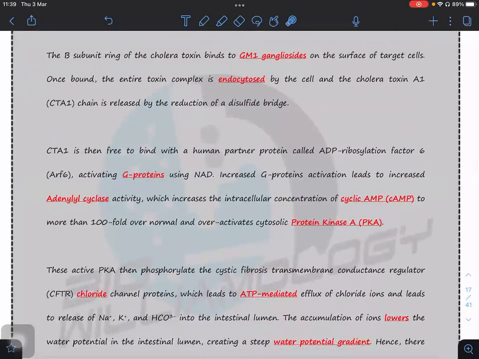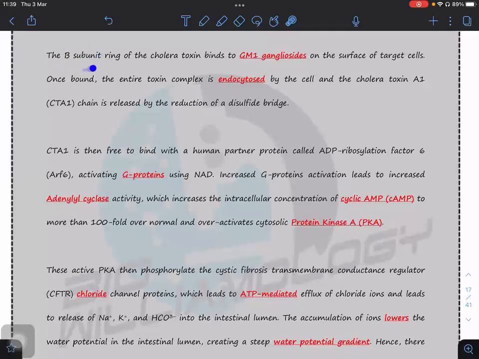Now, how do you differentiate between cholera and normal diarrhea? Cholera diarrhea produces what we call a very fluid stool, a rice water stool, something like very fluid porridge. Then you know that you're already having cholera.